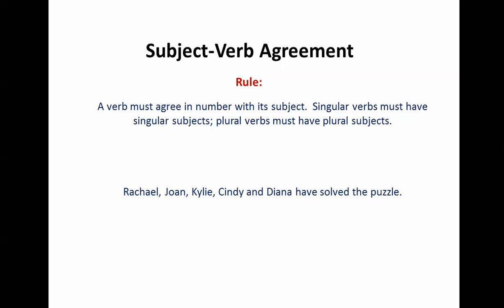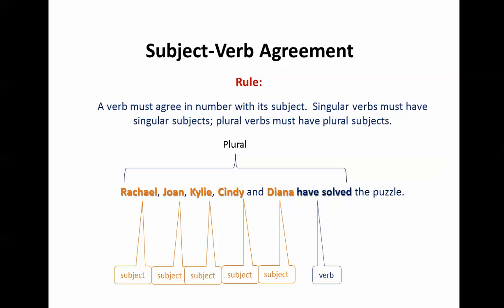Rachel, Joan, Kylie, Cindy, and Diana have solved the puzzle. Remember, the and is a plus sign. All of them solved the puzzle, plural, so we use the plural verb have solved. In the next lesson, I'll show you one more thing about subject-verb agreement.